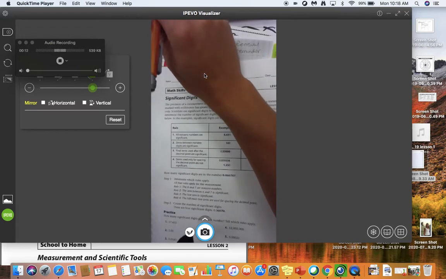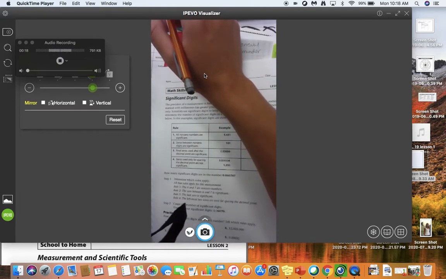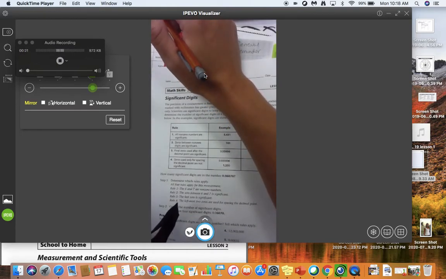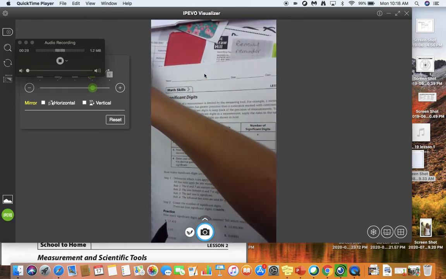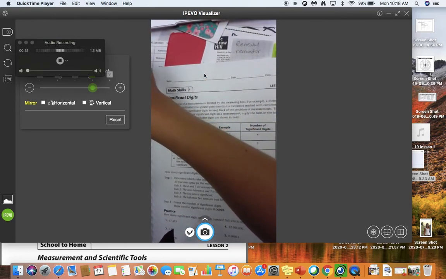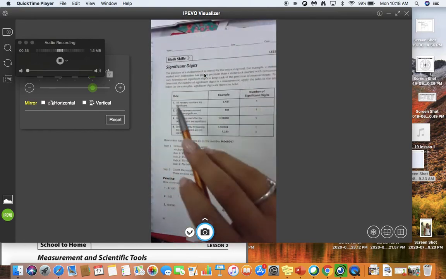All right, good morning. Let's look at page NOS 15 in our textbook. Hopefully you've read through lesson 2, and we're going to look at significant digits. We're going to do a little bit of math in today's lesson. Significant digits, your textbook says, are the number of digits in a measurement that are known with a certain degree of reliability.